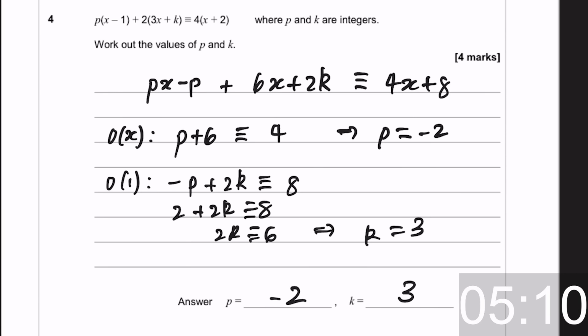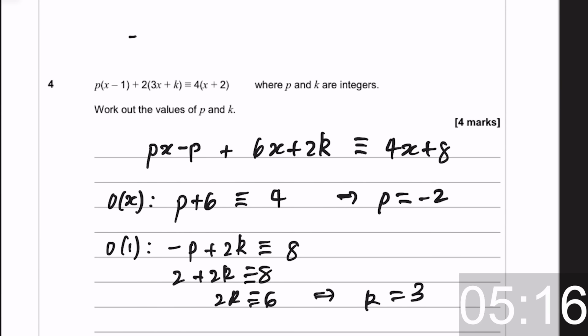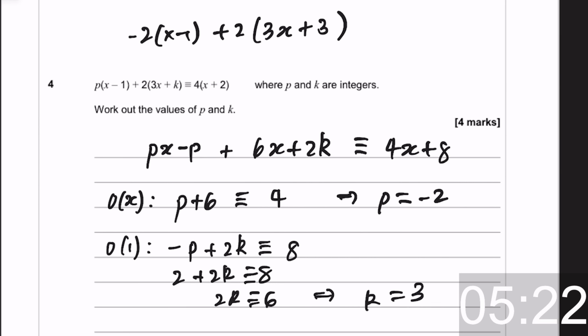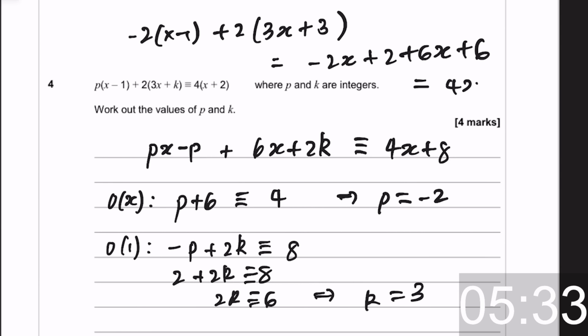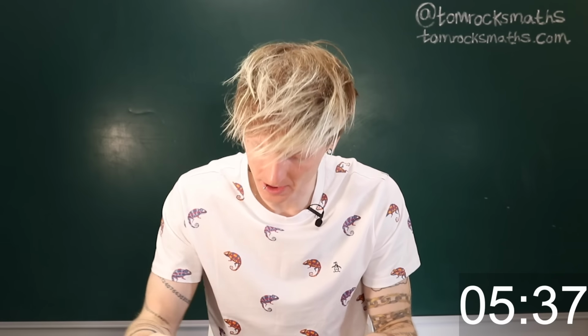Okay, let's check it makes sense. So p times x minus 1, so minus 2. Annoying. Let's just expand that out. So if I had minus 2 times x minus 1 plus 2 lots of 3x plus 3, and they're both integers, which is good. So let's expand this out. So it's minus 2x plus 2 plus 6x plus 6. So I make that to be 4x plus 8, which is then what's in that bracket. Woo! Okay, cool. Happy with that?